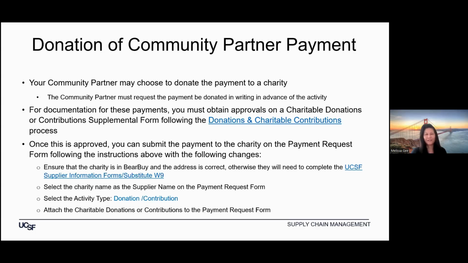Ensure that the charity is in Bearby and that their address is correct. Again, they will have to fill out the UCSF supplier information form and substitute W-9. In Bearby, instead of selecting the community partner, you would select the charity's name. The activity type instead would be donation or contribution. And you would attach the charitable donations or contributions supplemental form to the payment request form to request payment.